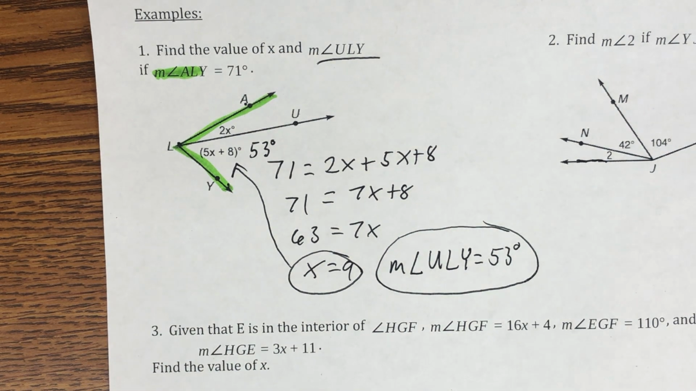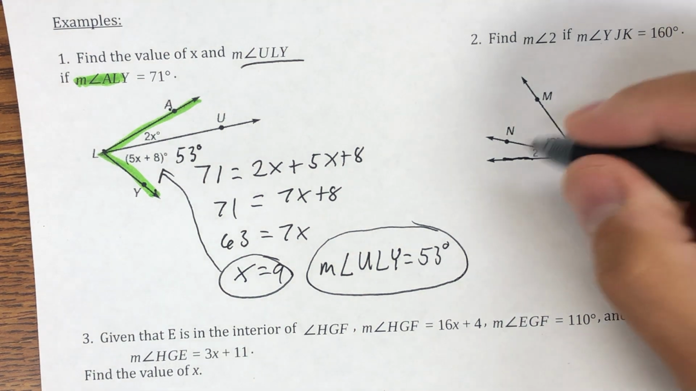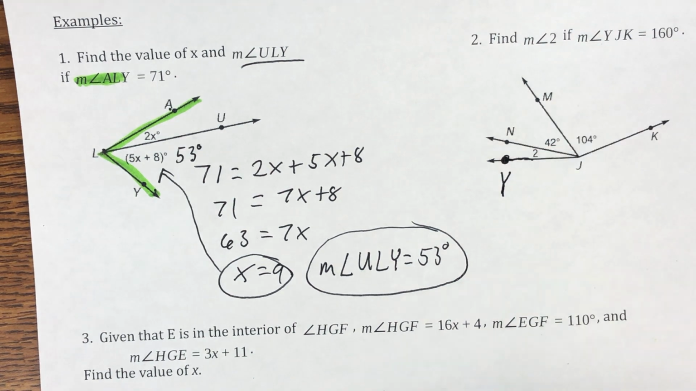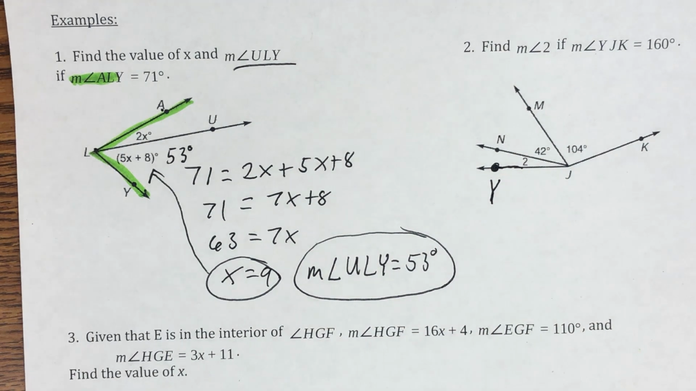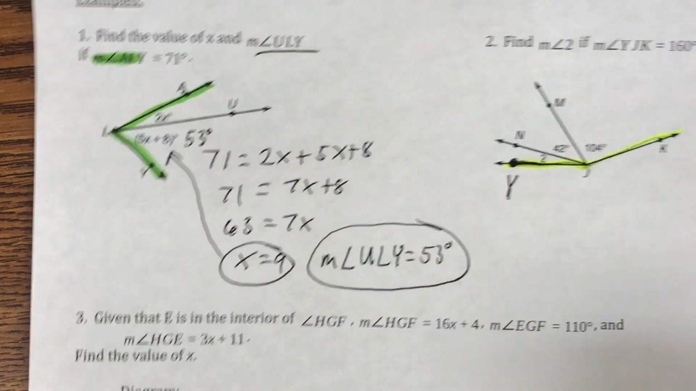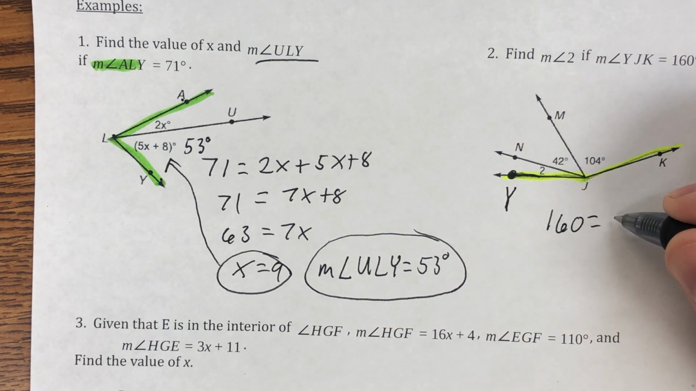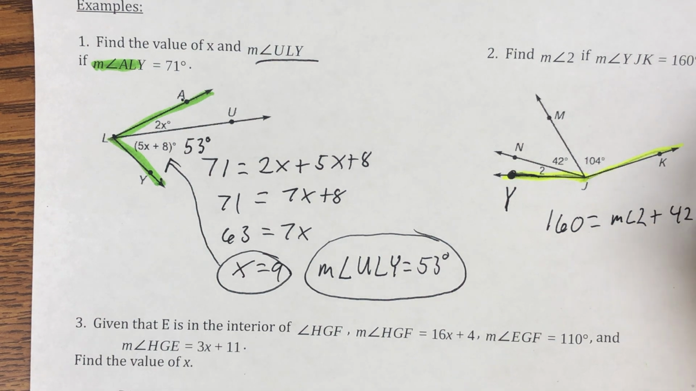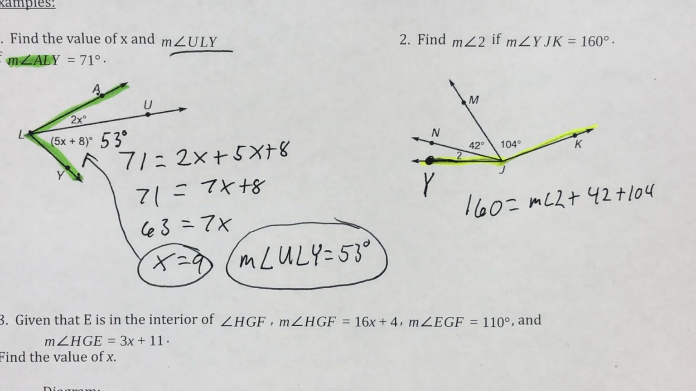Okay. Next one says, find the measure of angle 2 if YJK is 160. We're missing a Y here, so you need to add point Y right down there. Okay, point Y got erased, so that's why I had to finish that in. So the whole angle, YJK, is 160. So for me to find angle 2, well, if the whole thing's 160, I would take 160, and that's equal to angle 2, measure angle 2, plus 42 plus 104. So I have to subtract 42 and 104 from both sides. So 160 minus 104 minus 42. I'm subtracting them in one step, and I get 14.